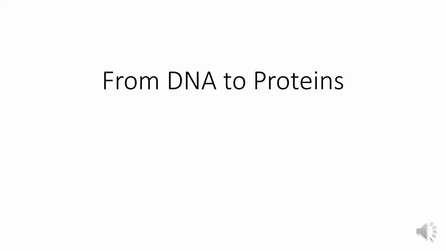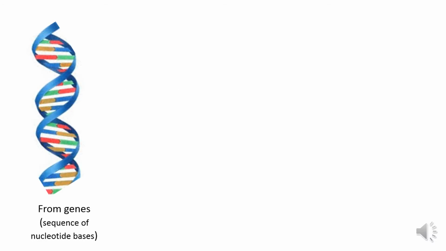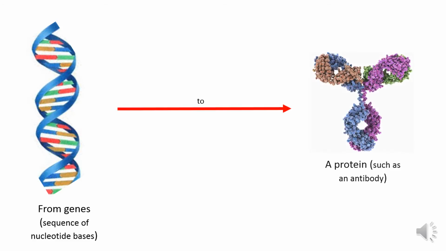In this video, I want to help you understand how proteins inside the cell are actually made from the instructions in the DNA, the genetic code, the genes, the sequence of nucleotide bases. How is this used to actually make proteins inside the cell? So how do we go from genes to the structure of a protein? Proteins such as enzymes, proteins such as hormones, proteins such as antibodies. That's the question we need to answer.